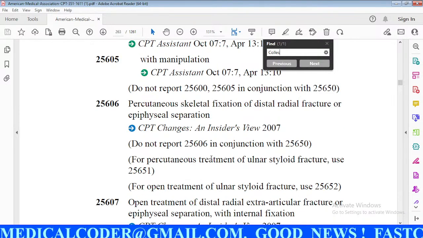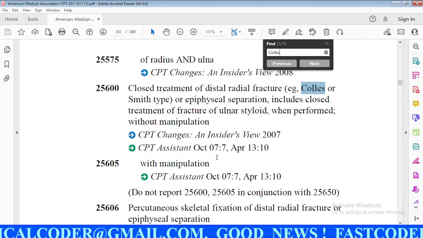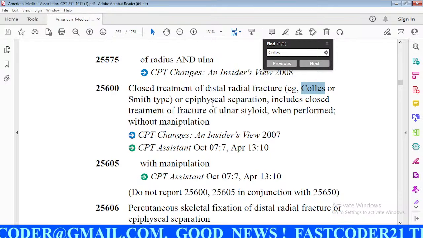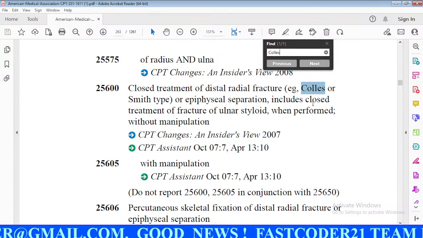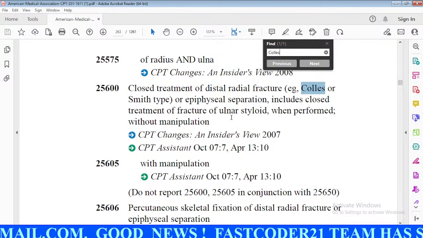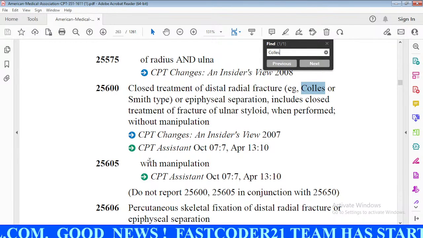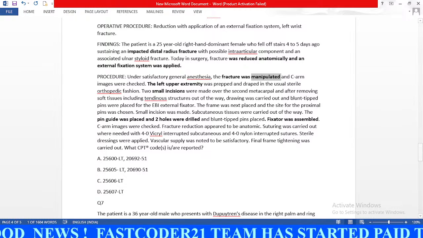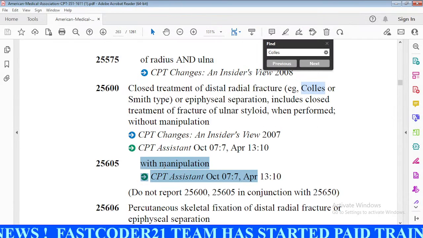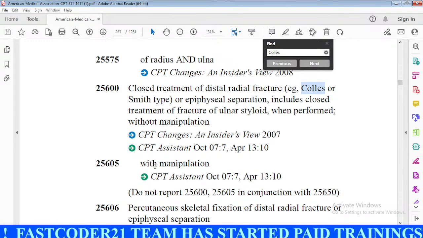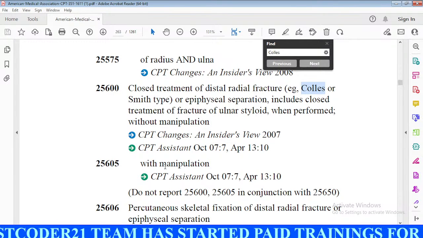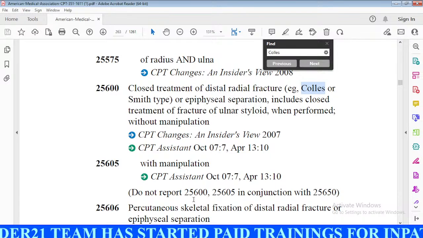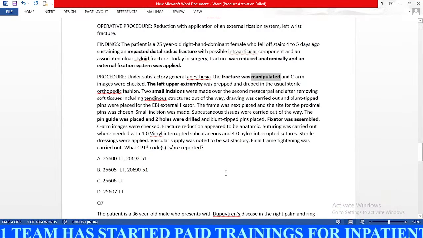So we are left with 25605, which is closure treatment of distal radial fracture or epiphyseal separation includes closure treatment of fracture of ulnar styloid when performed with manipulation. Using our keyword, we need to find the answer. So here, if you see here, 25605 is for with manipulation. So we need to code 25605 as the code. And what next?